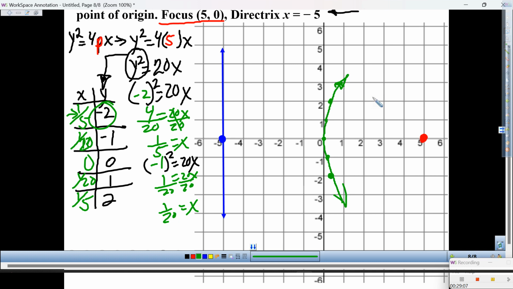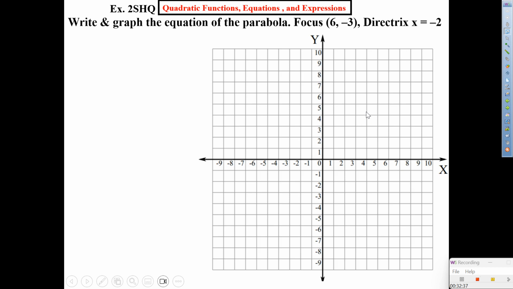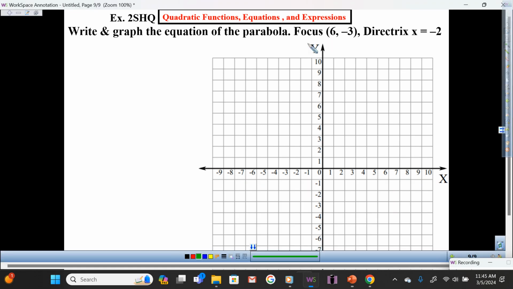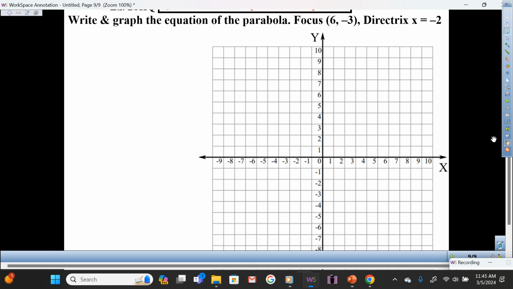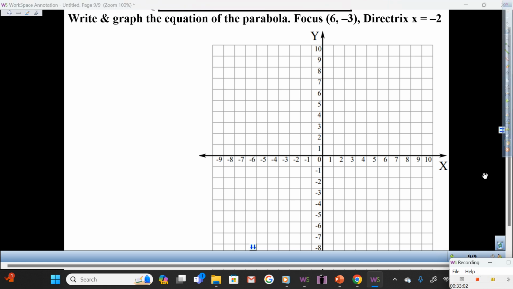Let's go! And do we have time for one more? Oh, yes, Mr. Q. Give us the last one. Here it is. Focus 6, -3, and directrix x equals -2. Shouldn't take you long. Let's see how you do with that. Copy and go. Here we go.